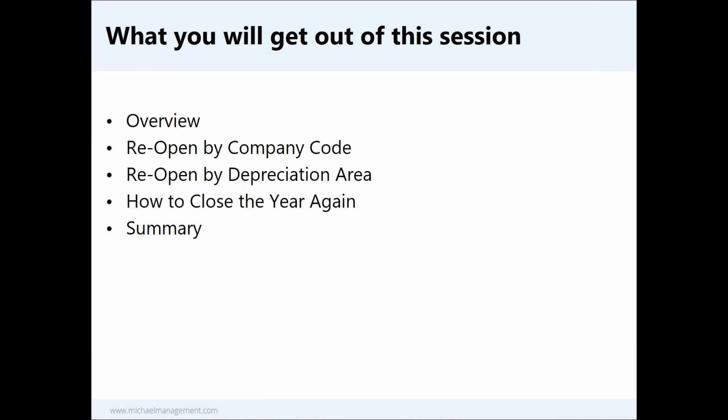All right, so what are we getting out of this session? Again, it's going to be a short session, 20 minutes or so. I'll give you a quick overview of the year-end closing process and really the importance of it in the bigger scheme. And then I'll go right into reopening the fiscal year. There's 2 ways to do this, and I'll show you both. One is to reopen the year for the entire company code, and the other one is to reopen the year by selected depreciation areas. And then, of course, what most people forget, once you open the year, the question is, well, how do you close it again? So I'll talk about that too. And then we'll do a quick summary and we're done.